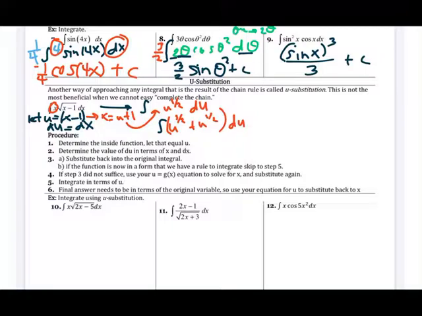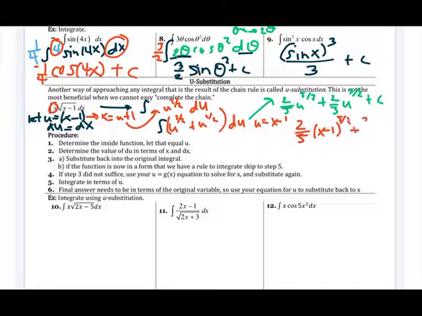So now we can integrate using the power rule. So I'm going to get 2/5 times u to the 5/2 plus 2/3 times u to the 3/2 plus c. And then after that, I'm going to plug back in my x minus 1. So u equals x minus 1. That's going to give me 2/5 times x minus 1 to the power of 5/2 plus 2/3 times x minus 1 to the power of 3/2 plus c.